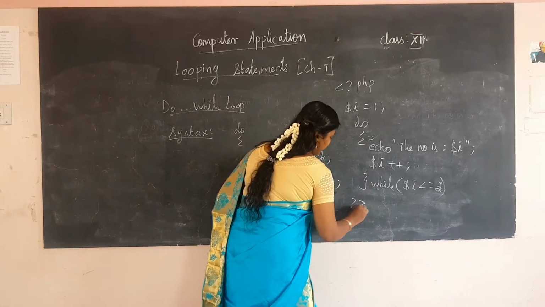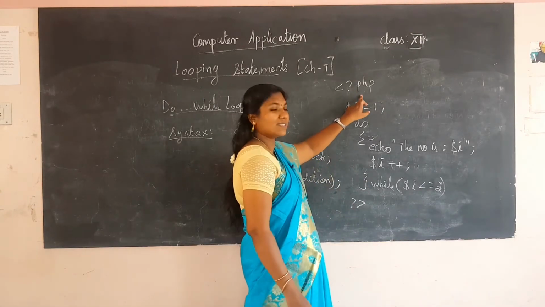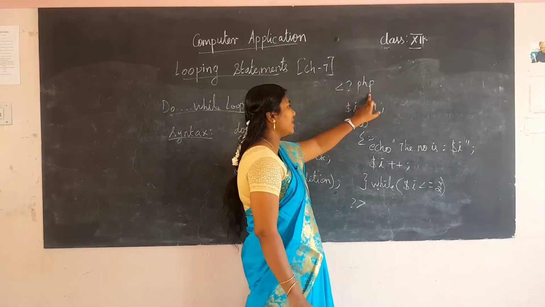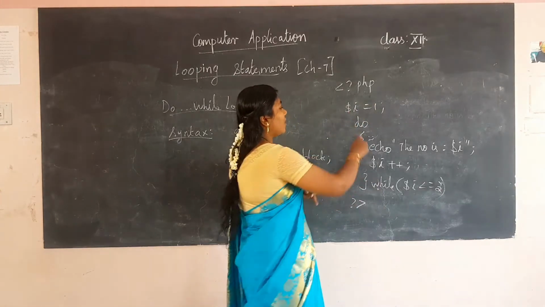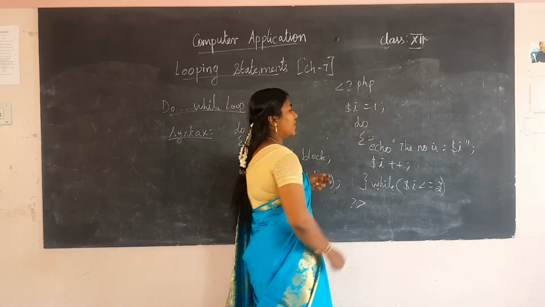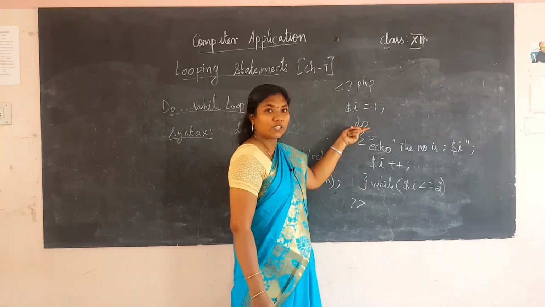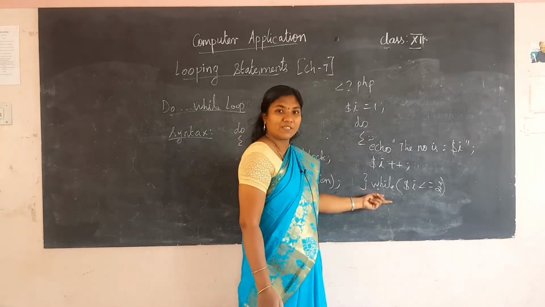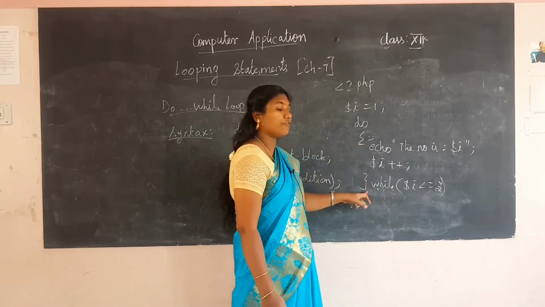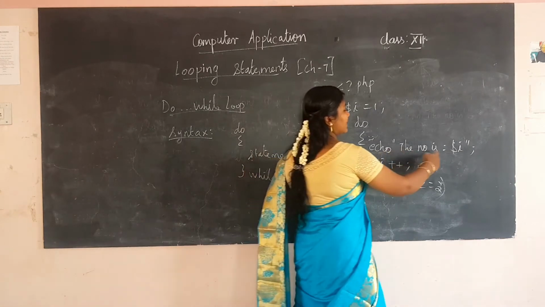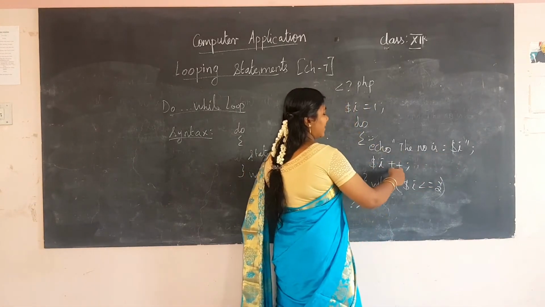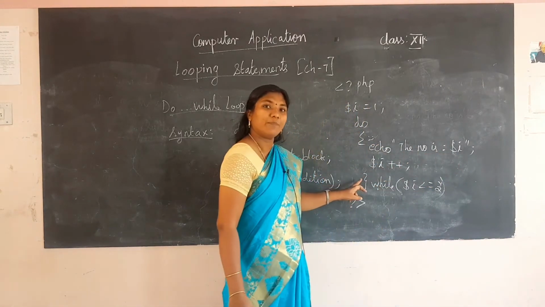So first, the PHP coding must start with less than question mark PHP. All the variables in PHP must start with the dollar symbol. So, $I is equal to 1. In the do while loop, first you have to write do, and the while condition must be specified after the statement block's close curly brace. Okay. So, echo the number is $I, and $I plus plus, that is $I is equal to $I plus 1.